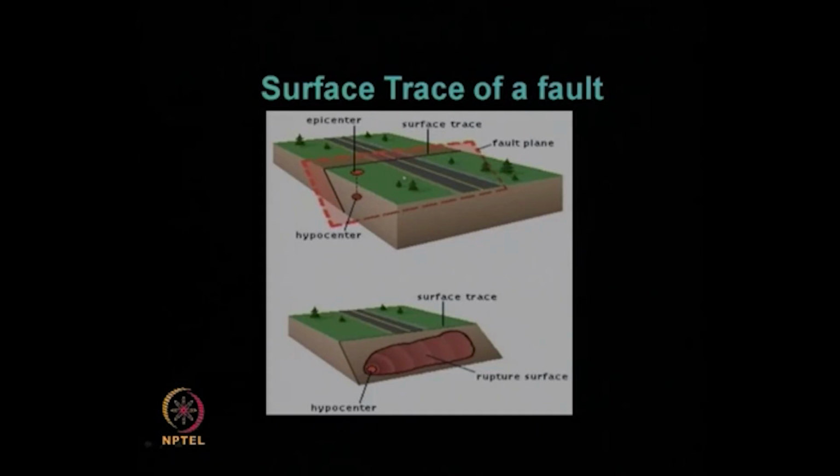Is it clear through this picture? So, this is the location of our hypocenter or focus of earthquake. The vertical projection is the epicenter on the ground, and this is the surface trace of the fault. So, you can see very easily from this picture that it is not necessary that our epicenter should be located on the surface trace of the fault. Is it clear? Because it depends on the dip and strike of this fault plane.